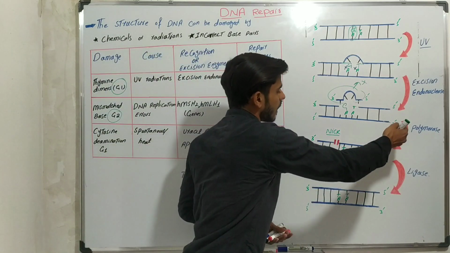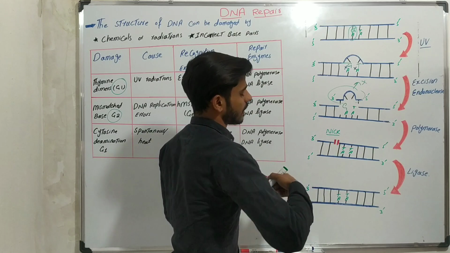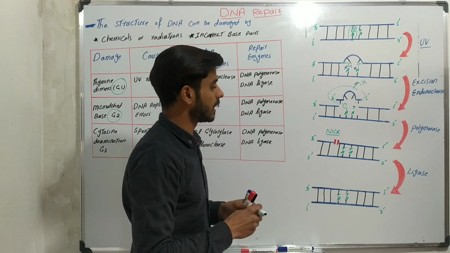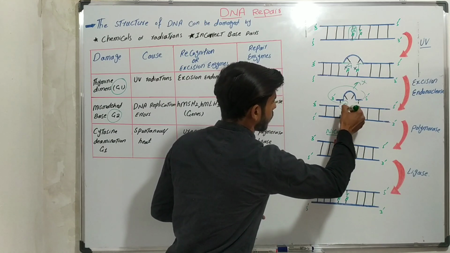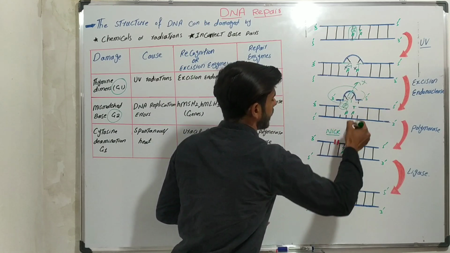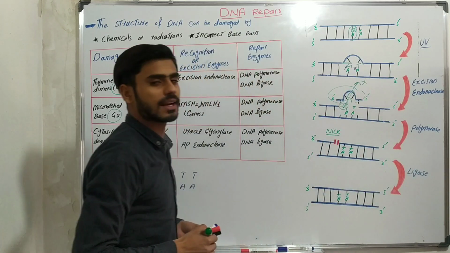Then again, DNA polymerase will come. Then it will read the sequence, and it will again correct the mistake. Here there will be adenine, and instead of guanine, since this part has been removed, it will add thymine normally, and a nick will be produced that is sealed by the ligase.